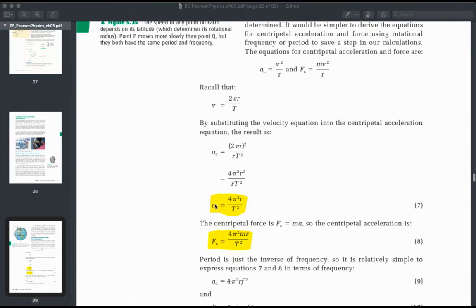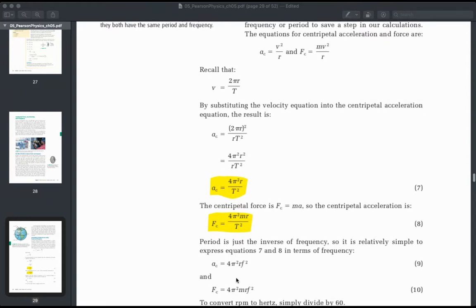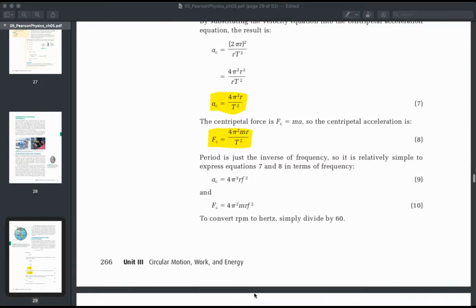And then if you want to include the centripetal force, the difference between centripetal acceleration and centripetal force is just multiply by the mass. That's the only difference between centripetal acceleration and centripetal force. And if you remember that 1 over the period, the reciprocal of the period, gives you the frequency, you can find out that in terms of frequency, the acceleration is 4 pi squared r times frequency squared, and the centripetal force is 4 pi squared mass times radius times frequency squared. All these equations are on your formula sheet as well.